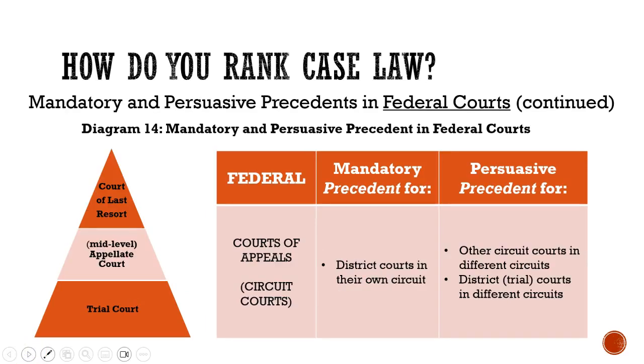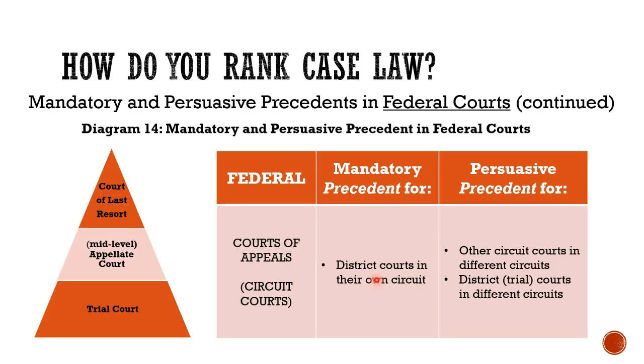All right, so in the mid-level of the federal courts, the mid-level appellate courts, we have courts of appeals in the United States legal system, and the circuit courts are what they're called. District courts are the trial courts in the federal system, and they all have circuits. So the circuit is a geographical boundary of the district court system in that circuit, and so district courts in their own circuit have mandatory precedent and they follow the decisions of the courts of appeals that are precedential decisions.